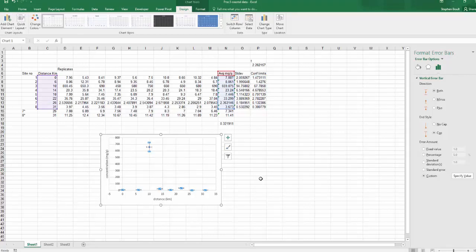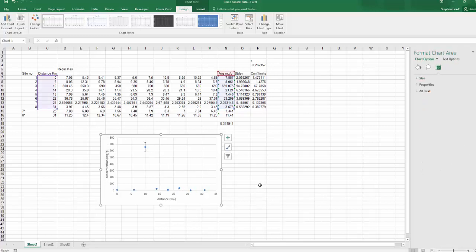Excel has a habit of drawing error bars in both the X and the Y direction. We don't have X error bars because we haven't got any errors recorded in our measurements of distance. Most likely there are errors, but we've decided they're not significant and we've left them off. So the best way to deal with the ones that are automatically put on there is just to highlight them and press delete. And then we're just left with the error bars or confidence limits on the metal concentrations.